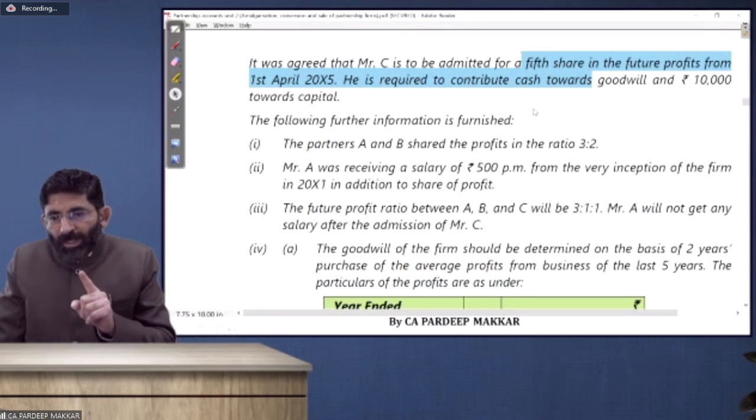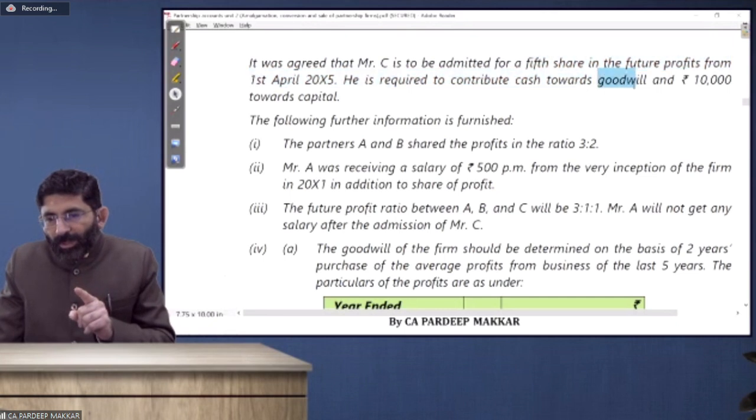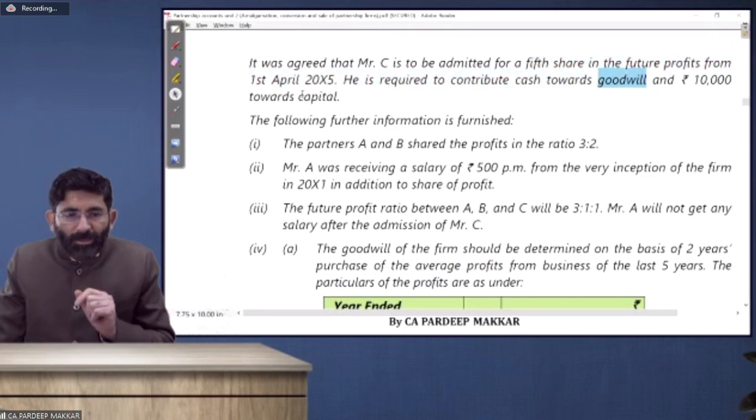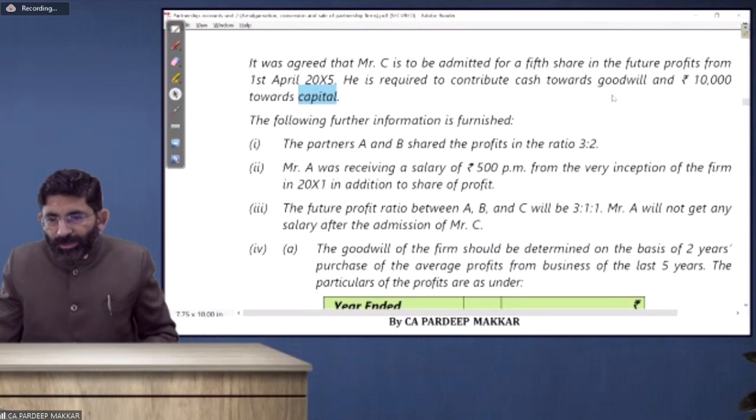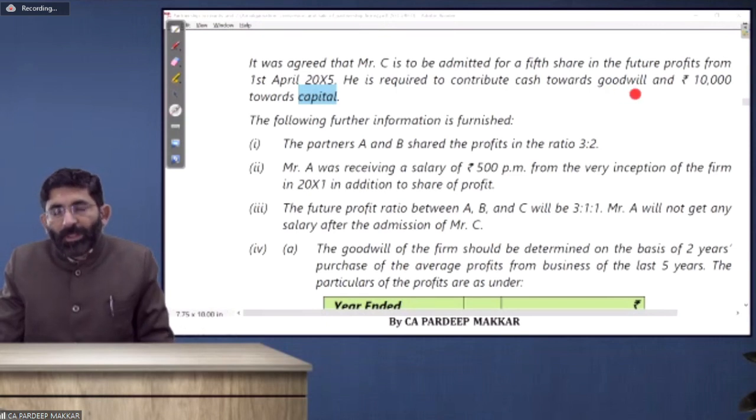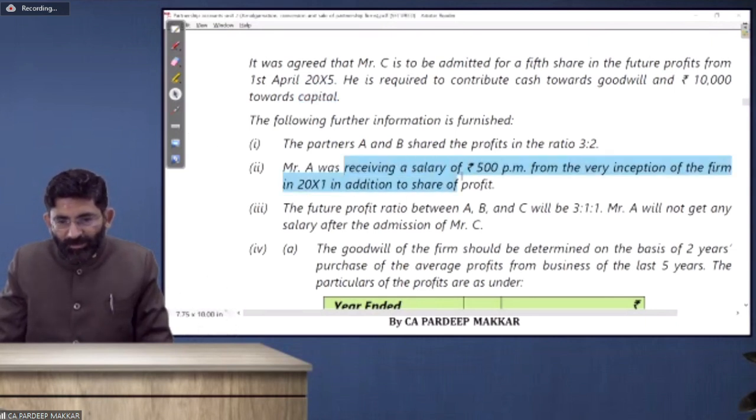That means for goodwill the contribution is not given to you. Capital contribution is given to you. So you have to find out this also, how much amount is contributed by him for goodwill. Then following further information, A and B share the profit in the ratio of 3:2. Good. Mr. A was receiving a salary of 500 from the very inception, from the starting, when the business was started.